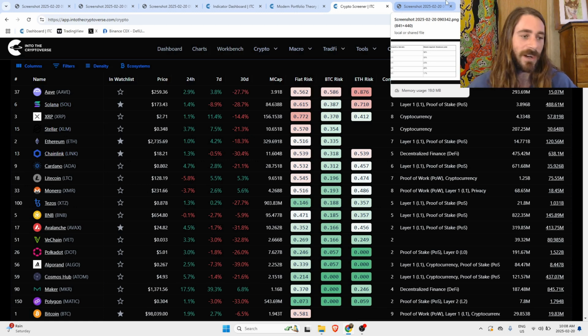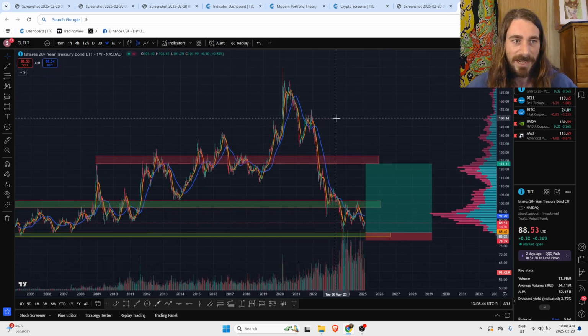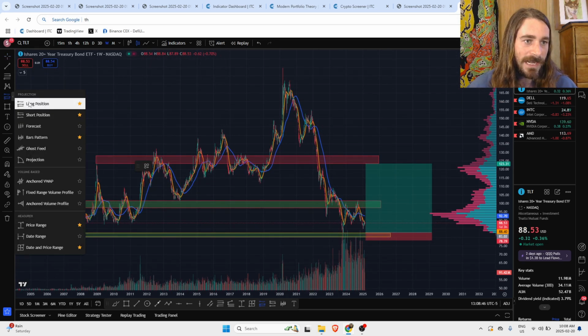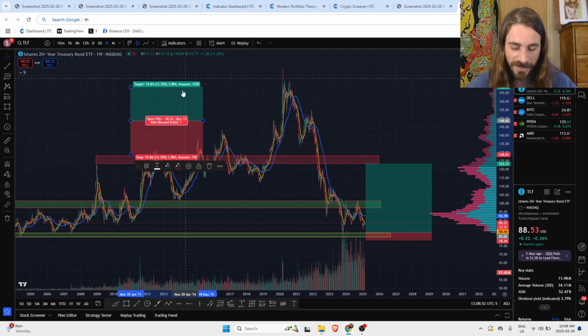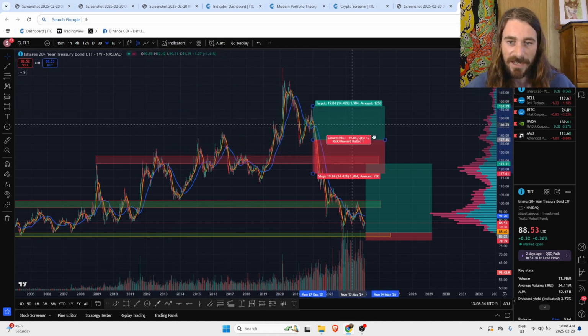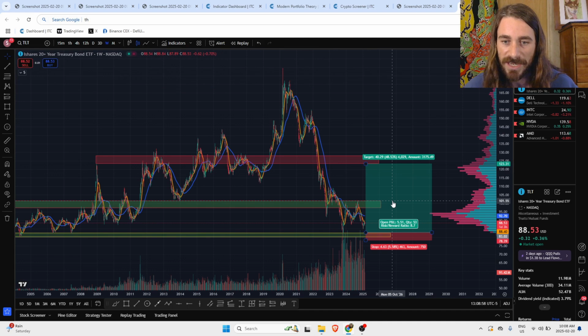Moving on, I want to talk now about risk reward ratio. So when I talk about risk reward, I'm going to show you. We have this tool right here. This is our long position tool in TradingView. When you click it, it ends up on the chart here, and then you can drag it wherever you want. But I have one already drawn out here.